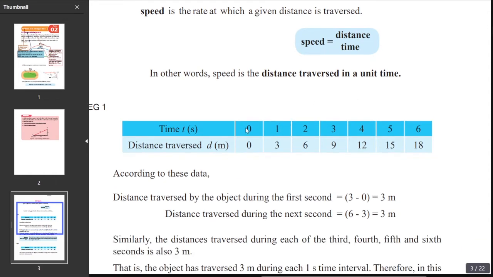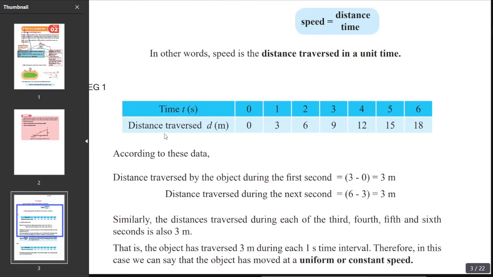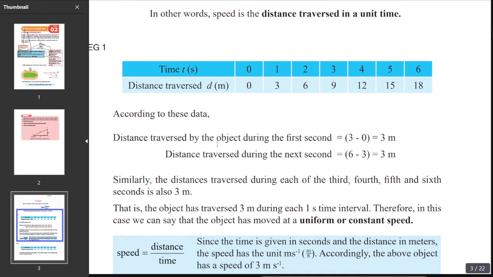Again, we are going to do an example for this, with the time and the distance given in the table. According to this data, the distance crossed by the object during the first second is 3. Can you see the board now? Can you see the screen now clearly?